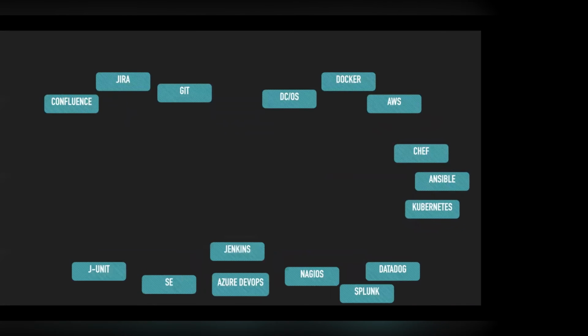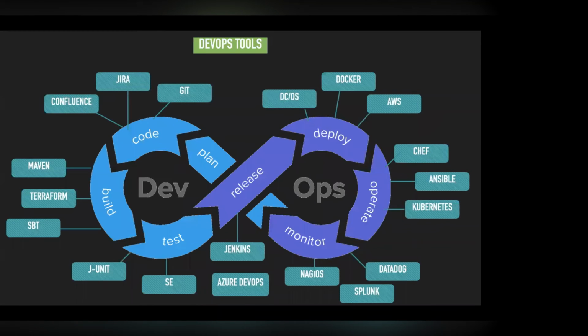Here are the tools of DevOps. They work on different stages, for example, code: Jira, Git, or Confluence, or testing of this code: JUnit, Selenium. Release, it's like continuous improvement: CI/CD, Jenkins, Azure DevOps, monitoring tools like Datadog, and operations to orchestrate and manage your containers or your pipelines: Kubernetes, Ansible, OpenShift.